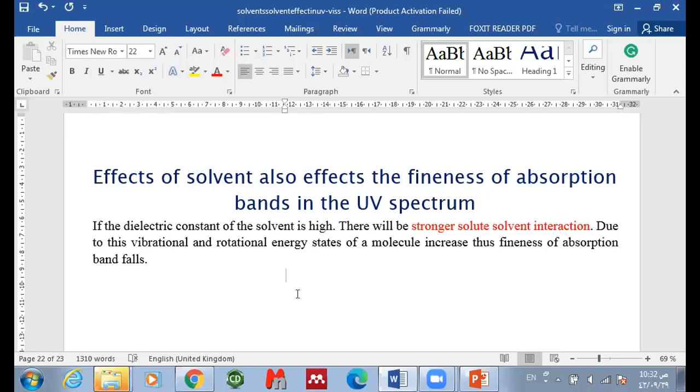Whenever the solvent is suitable, it will give me smooth or clear absorption of bands in the UV spectroscopy. So when I choose the right solvent, I will get the right measurements.